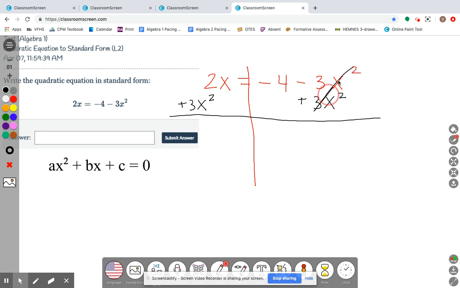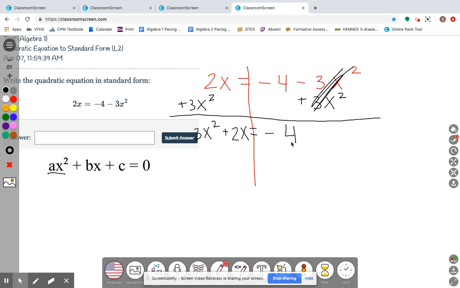So now I can cross out my 0 pairs. I have a positive 3x squared that I'm going to list first, so that's in descending order. And then I have my next piece, my piece that's just an x, so plus 2x. And that's going to be set equal to the only remaining piece I have on the right-hand side, my negative 4.